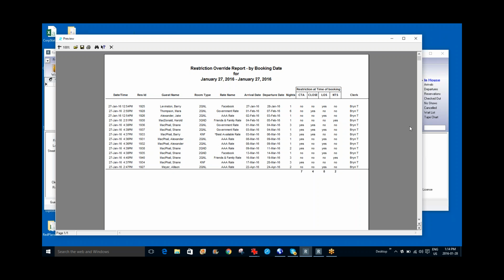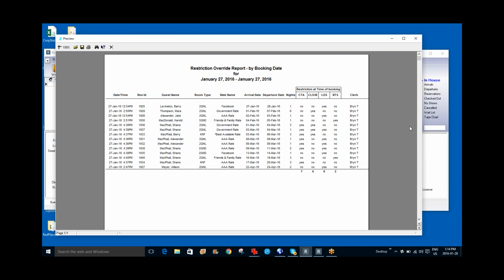Because ideally, you don't want people using rate restriction override. If you have a 2-night minimum, you want the front desk agent to sell that as a 2-night stay, right? So the agent says, well, I'm getting pushback, let's sell it for 1 night. You want to count how many times they're using that override and not using the strategy that you laid out. So one, to find out, are they not following it? Or two, is my strategy wrong?